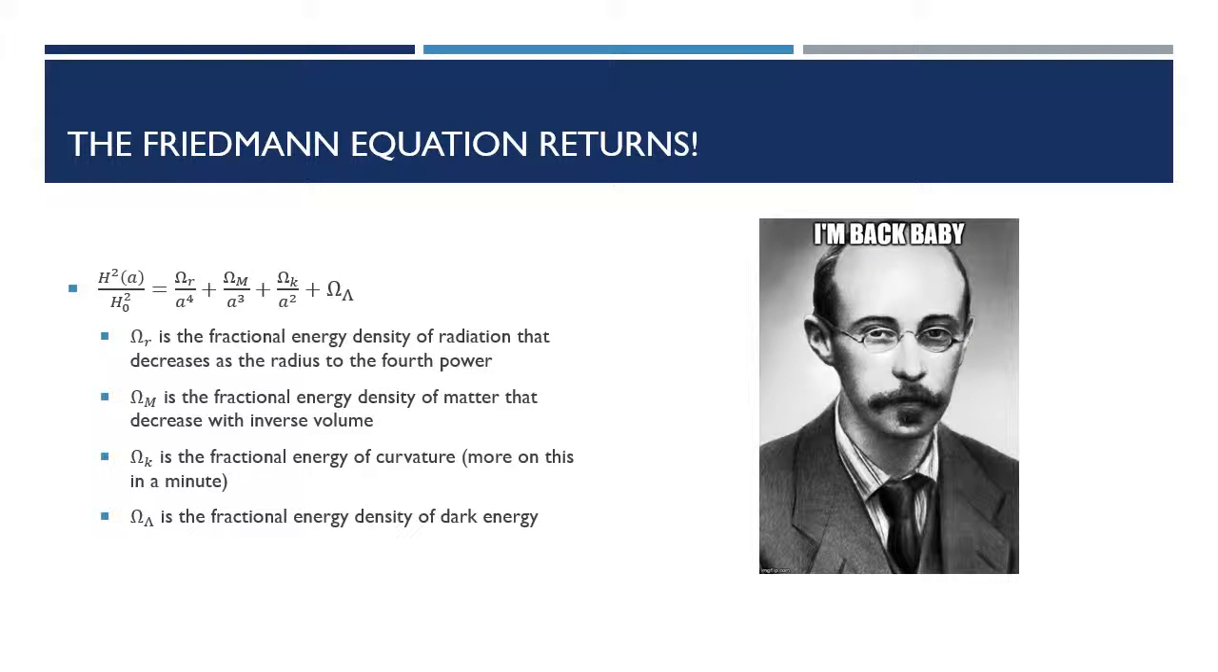First of all, there's the fractional energy density of radiation, and the impact of that on the expansion rate, or the Hubble parameter, decreases as the scale factor to the fourth power. I just wrote radius, but really it's the scale factor. You can, of course, get the radius from the scale factor, but it's usually just described in regards to the scale factor.